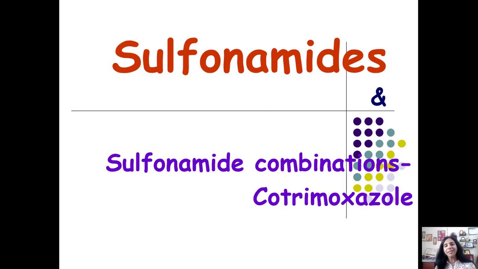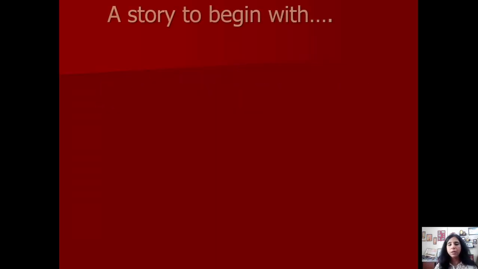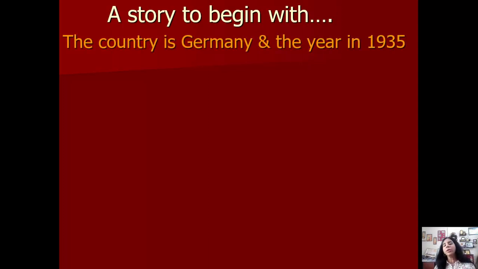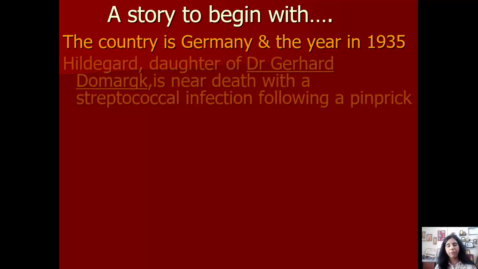So sulfonamides and sulfonamide combination, students, the combination is called co-trimoxazole. Sulfonamides. Let us start with a small story of when it was first used. The country is Germany and the year is 1935.